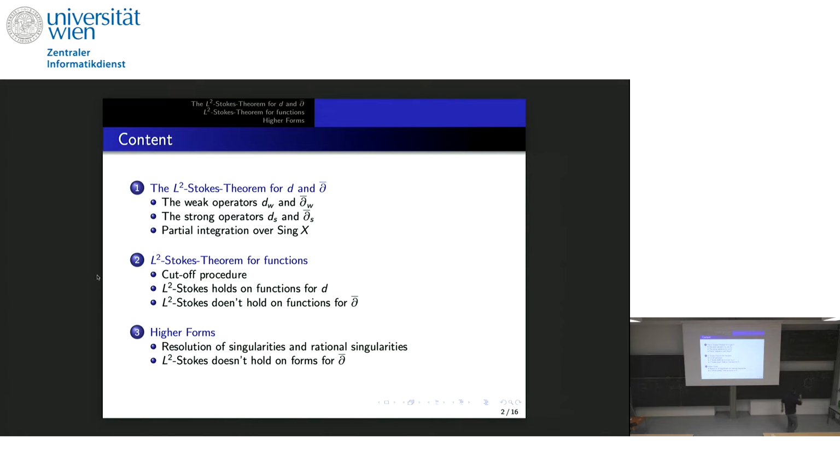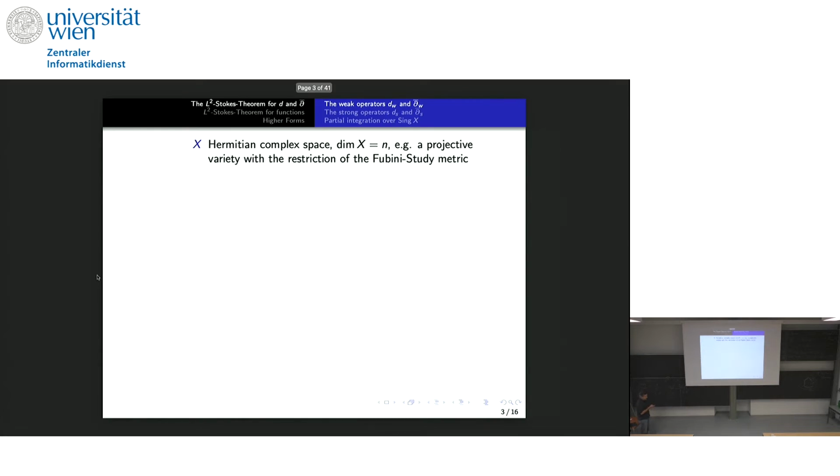Maybe I should say this here. You can as well put here, instead of d bar, d, and then you have d here and d star here. So you can discuss everything for the exterior derivative, the d operator, or for the d bar operator. And we will discover that they behave differently. We will study this a little bit on the level of functions, and then I will say some words about forms of higher degree.